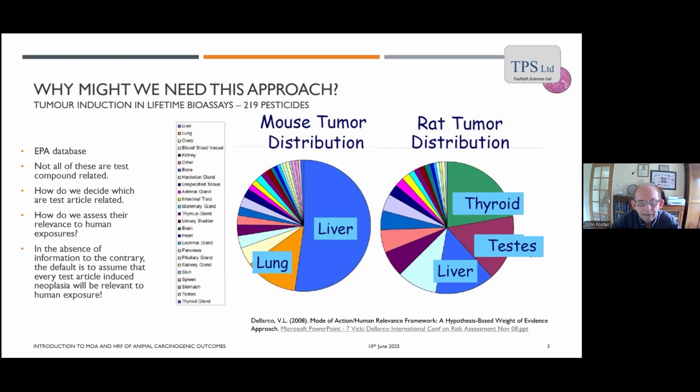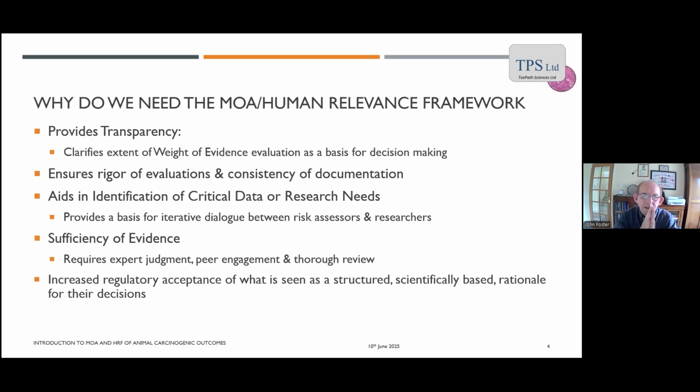Now, clearly, this is a naive approach, and it would result in a lot of useful chemicals not progressing. So why do we need the mode of action human relevance framework? Why do we need this? It provides transparency because it takes you through a statistical and scientific weight of evidence evaluation for the basis of your decision making. So it's not the loudest voice anymore. It's a scientific approach. It ensures rigor in the evaluation and consistency of your documentation.